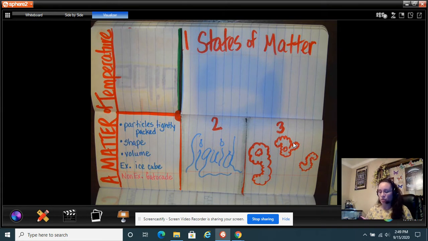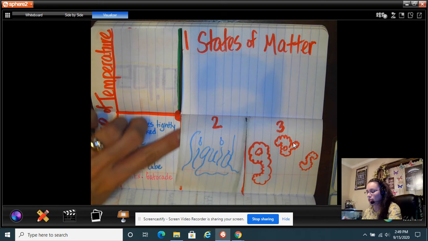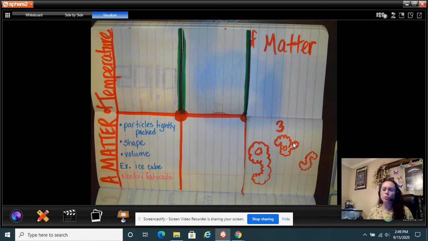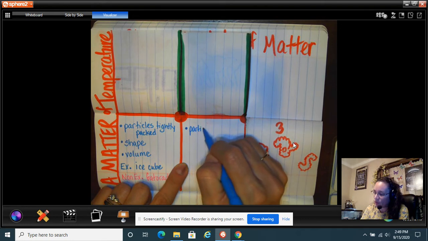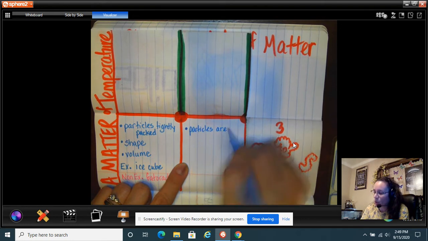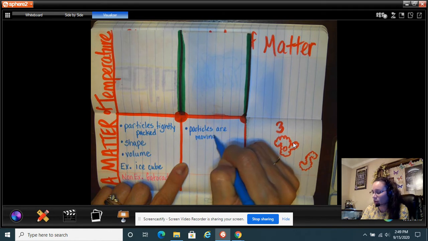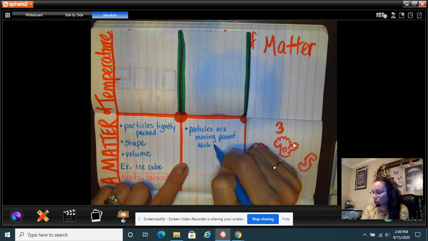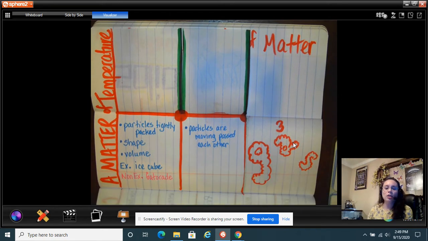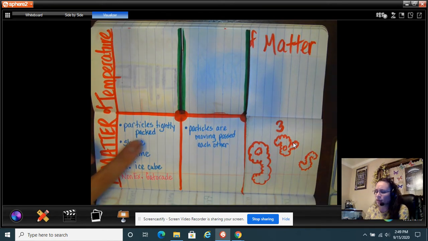So I'm going to do the same thing for liquid. I'm going to open that door that says liquid, and I'm going to describe what the particles are doing. If you're Superman or Superwoman and you're looking at that Gatorade, you're going to see that the particles are moving past each other. They're not tightly packed like a solid, so they're starting to misbehave.